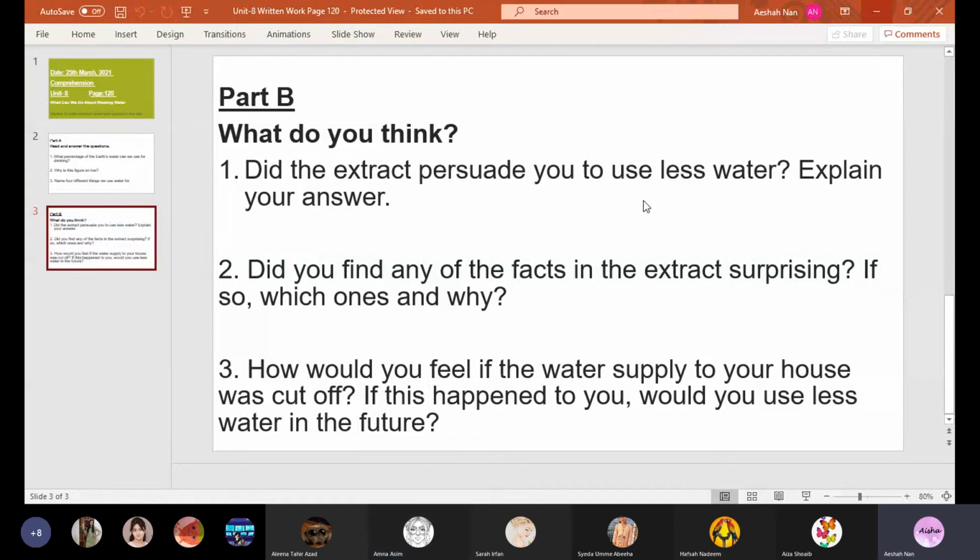Yes, it did. So first we need to write yes. The passage persuaded us to use less water. Very good. And then we need to explain our answer. How?